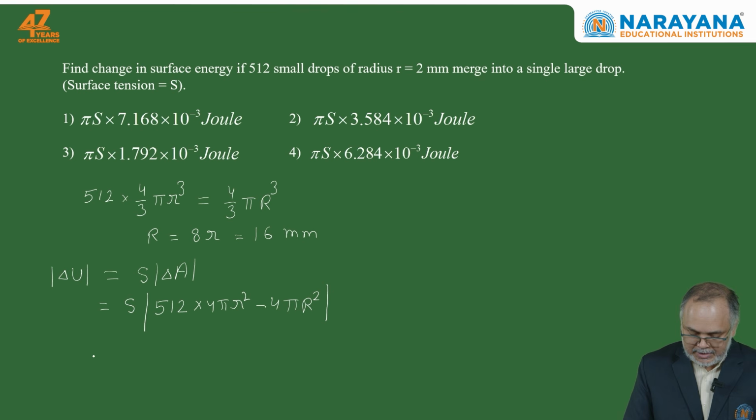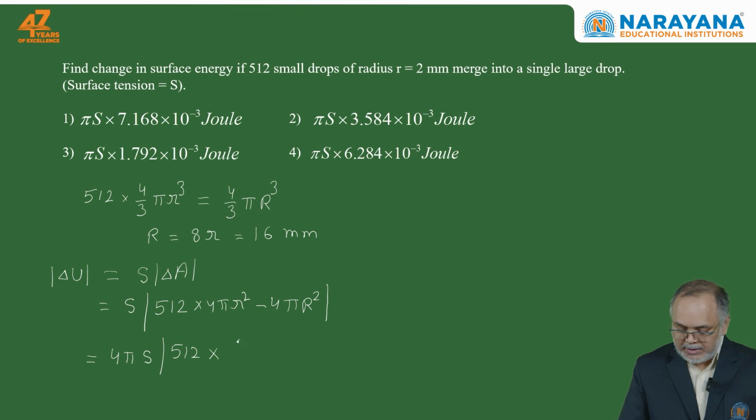Now we can substitute the values in this. You can see here 4 pi will be common, into S, in bracket we can write 512 into small r, that is 2 millimeter. So you can write 2 upon 1000 meter, and this squared, minus capital R, 16 millimeter. So 16 upon 1000 whole squared.